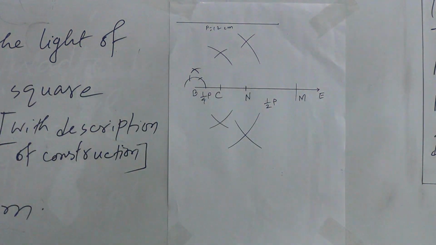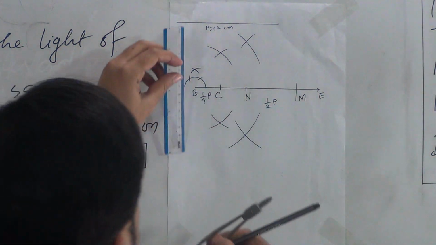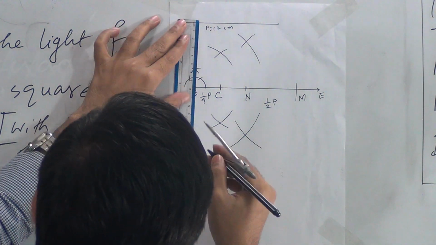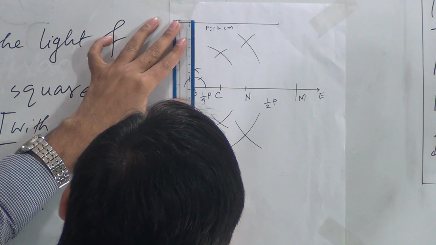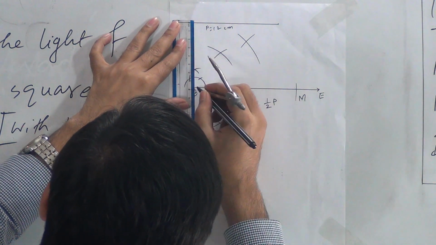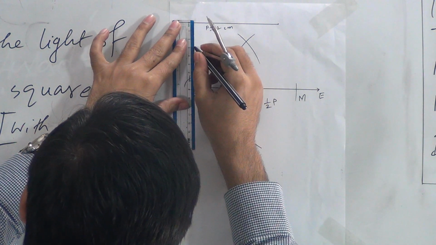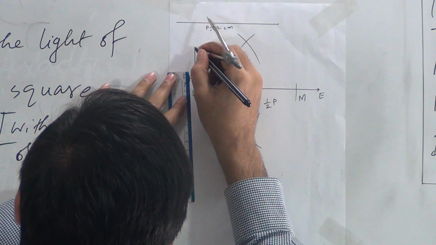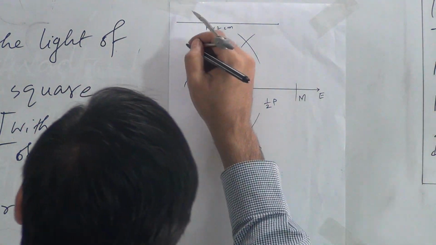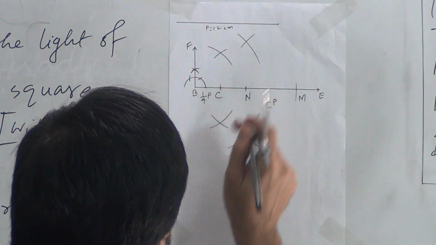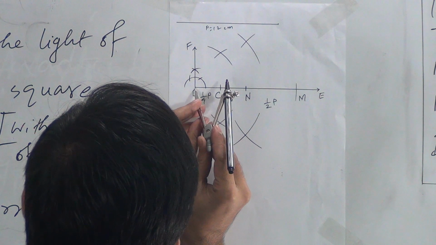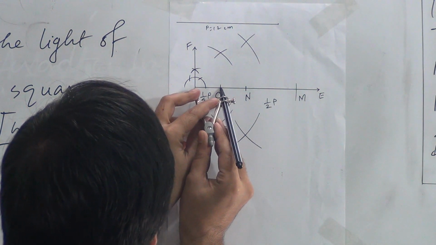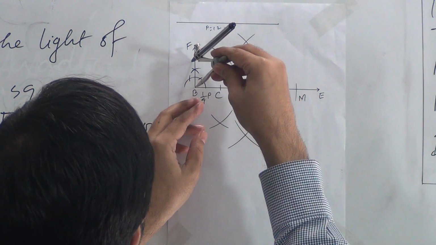Now join this intersecting point with B. Suppose this is BF. BF perpendicular to BC I have drawn. Now I have to measure the length of BC. As all sides are equal, so we have to take here BC.